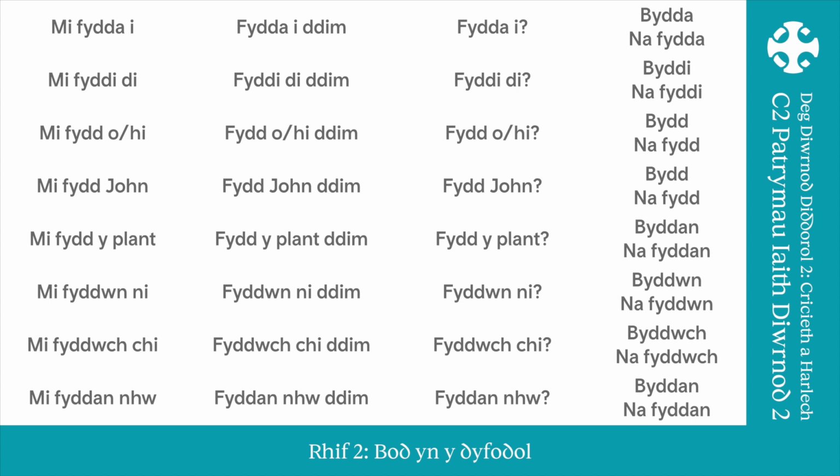Fydda i ddim, fyddi di ddim, fydd o ddim, fydd hi ddim, fydd Edward ddim, fydd y plant ddim, fyddwn ni ddim, fyddwch chi ddim, fyddan nhw ddim. Fydda i, fyddi di, fydd o, fydd hi, fydd Edward, fydd y plant, fyddwn ni, fyddwch chi, fyddan nhw.